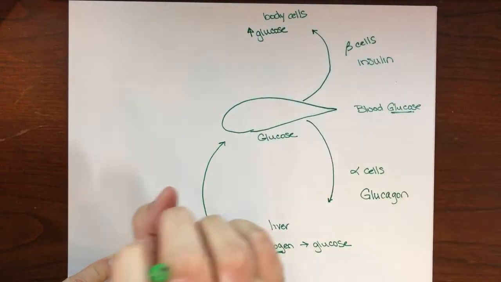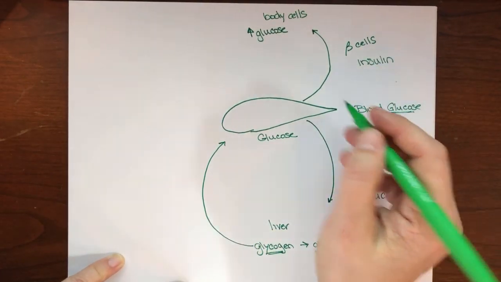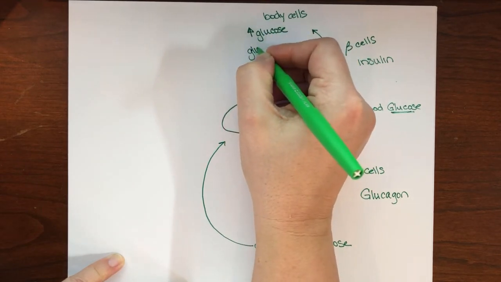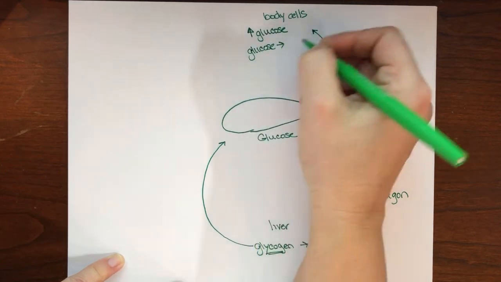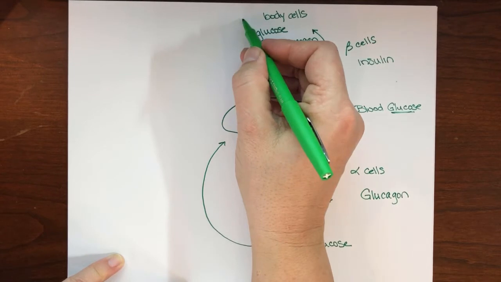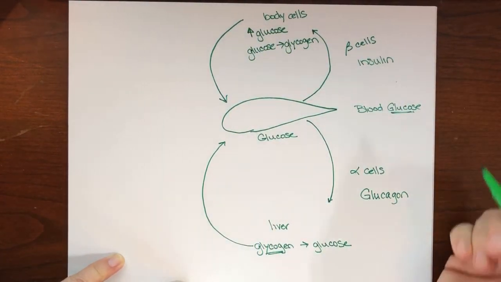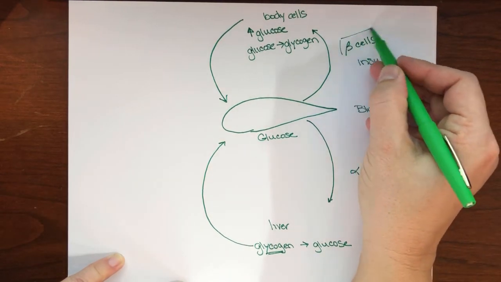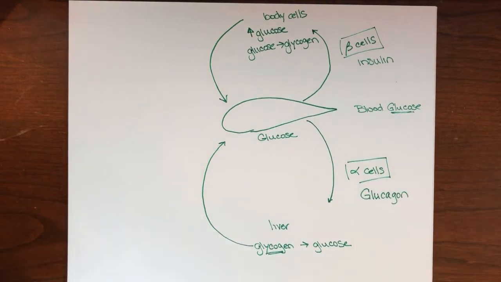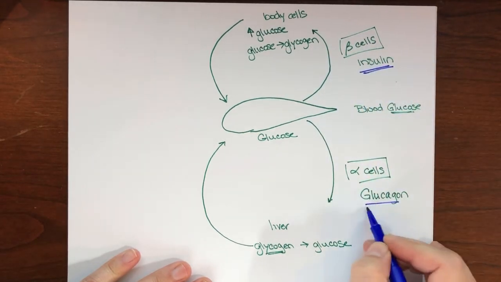So if these cells are pulling glucose out of the blood, it's actually going to lower the blood glucose level. It's also going to encourage those body cells to convert glucose to that stored version, glycogen. Doing this is going to reduce the blood glucose level in the body. So the fact that we have two different types of cells, beta cells and alpha cells, allows them to react independently and produce either insulin or glucagon.